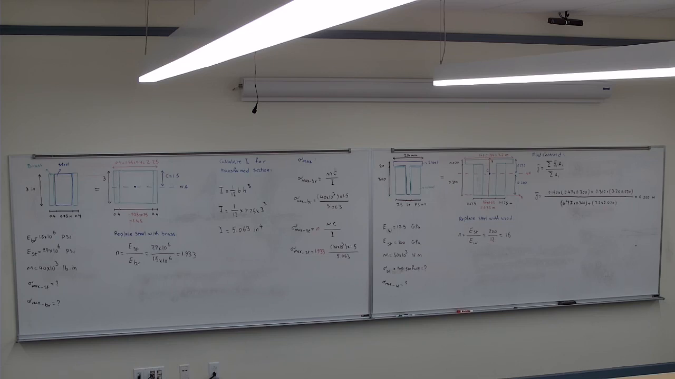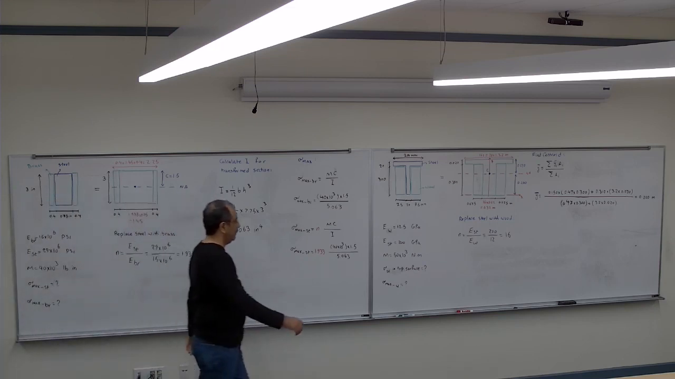So what will be the next step? Replace the wood with steel. Say that again? Moment of inertia. Oh, yeah. Yeah, we have to find the moment of inertia for the transformed section, correct? So I have to go ahead and find the moment of inertia for the new section that I have, about the neutral axis.